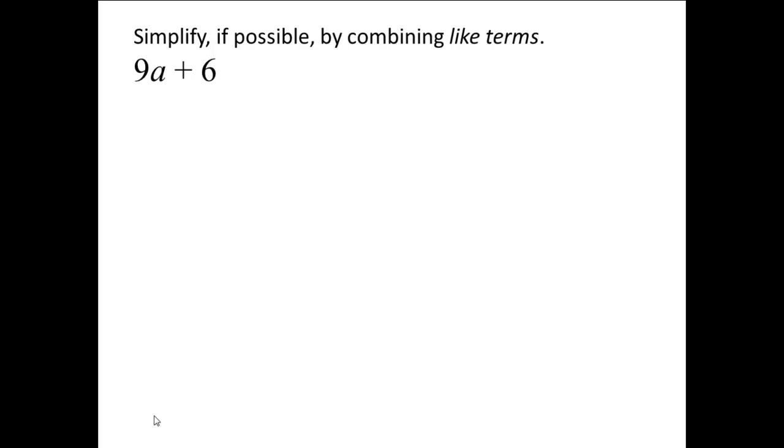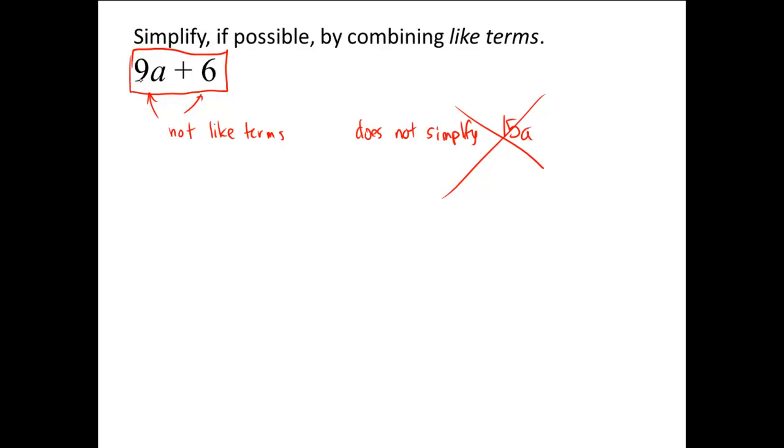Simplify, if possible, by combining like terms. These terms are not like terms. It does not simplify. For example, you don't get 15a. When terms are not like terms, you cannot add together their coefficients. So this one does not simplify, and this expression would be left untouched.